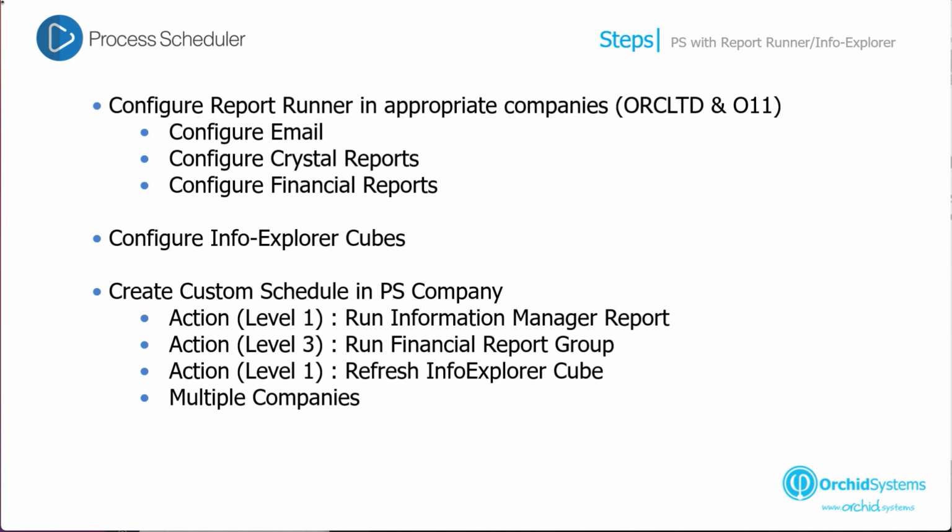And then we're going to create a custom schedule in Process Scheduler, and it's going to have 3 steps per company. The first step is going to be a level 1 action to run an Information Manager report, which will pick up and run all the Crystal reports that are scheduled to be run by now. A level 3 action, run Financial Report Group, which will run the nominated Financial Report Group and email and save as requested. And a level 1 action to refresh the Info Explorer cube. And we're going to have a look at this running in multiple companies, Orc Ltd and O11.